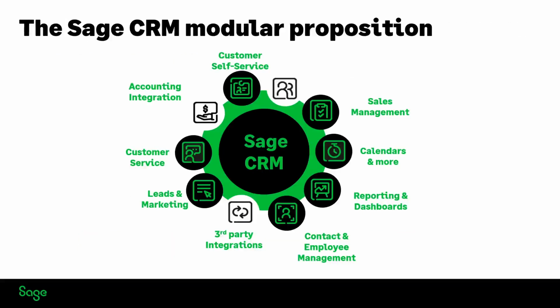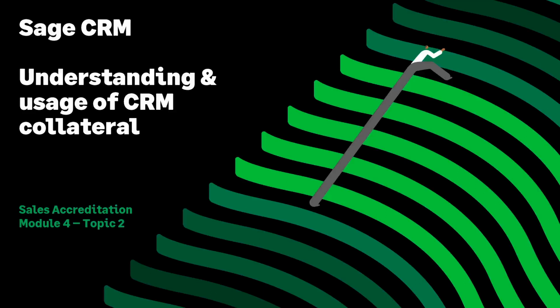You've now reached the end of this second topic of the 4th module. This topic was all about navigating and developing a working understanding of those core features of the proposition. You should move on now to a final topic in order to complete the module.